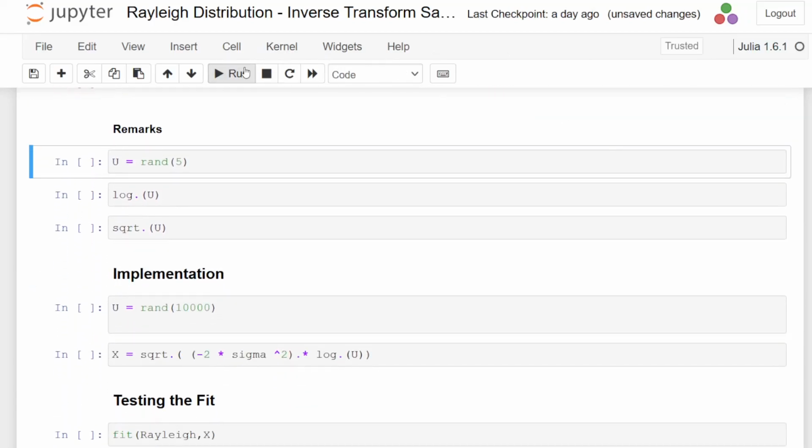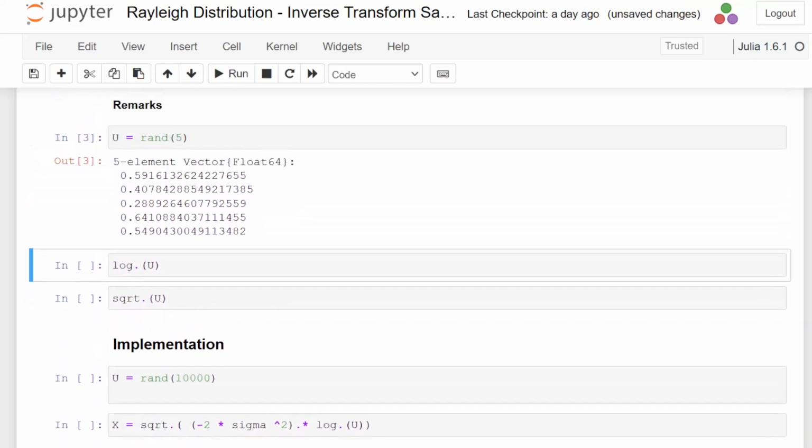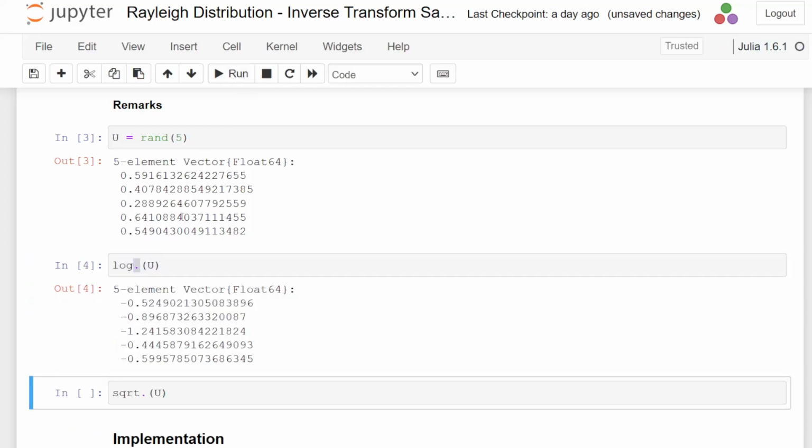So we're going to let u just generate 5 observations from the uniform distribution. Let's click on that. There we go. All between 0 and 1. Now, I want to get the logarithm of those values of u. So I'm going to use log, but watch out for that dot. That's the element-wise operation across the array. So we get a series of negative numbers there.